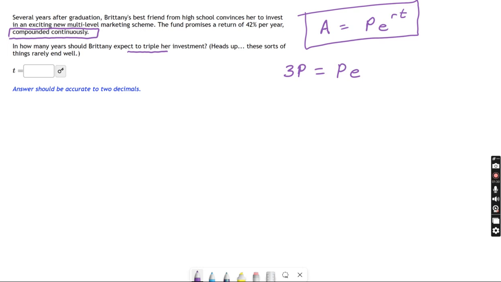Now, you have e and then you have r, which in this case is 42%. And that's a red flag for anyone who's done a little bit of investing. Anything that promises a rate that high, it's crazy talk. It's just not reasonable. So let's go ahead and figure out how we're going to solve this problem. First, I'm going to cancel out those P's. And if you picked a number for P, no problem. Just divide by that number.